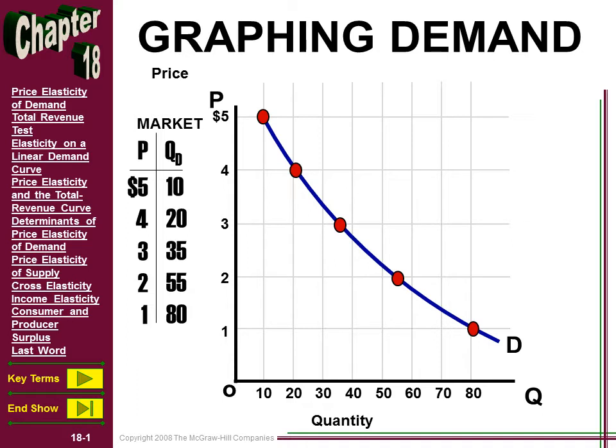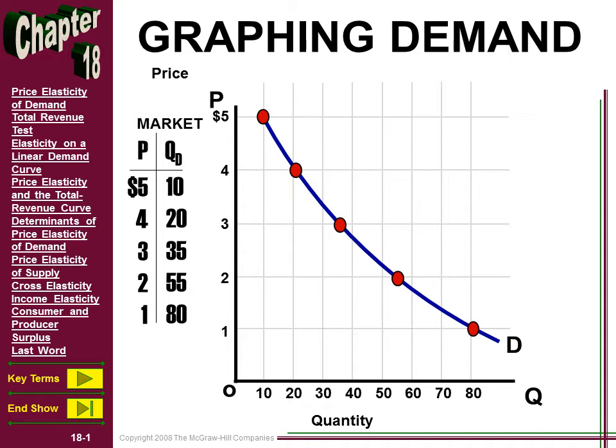And a quick review of the law of demand. The inverse relationship between price and quantity demanded, meaning that if price goes up, quantity demanded goes down. If price decreases, quantity demanded increases. The reasons for this are: number one, basic common sense; number two, diminishing marginal utility; and number three, the income and substitution effect. Now, elasticity is a measure of how responsive are buyers to changes in price.